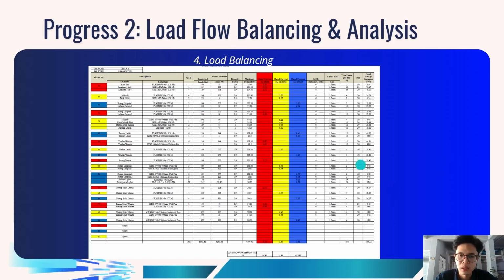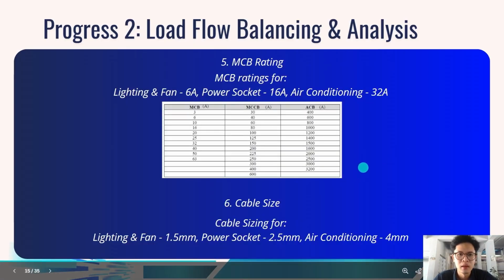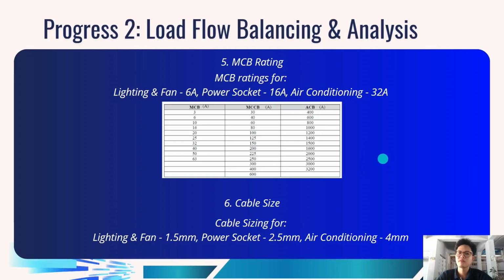So this is the example of our Excel for load balancing. We have red, yellow, and blue phases. Number 5, we must design our MCB rating. The MCB rating for lighting and fan is 6 amp, power socket 16 amp, while for air conditioning it is 32 amp. This will be fixed for our MCB. You can refer to this table as well for the MCB ratings.